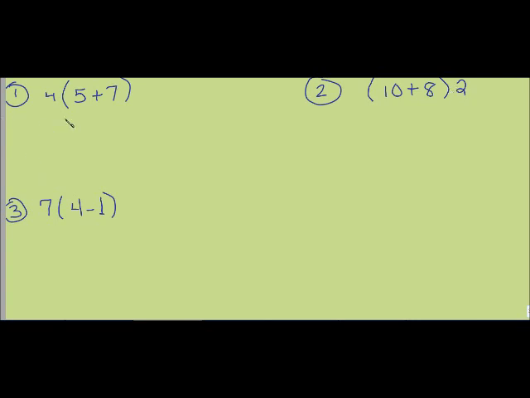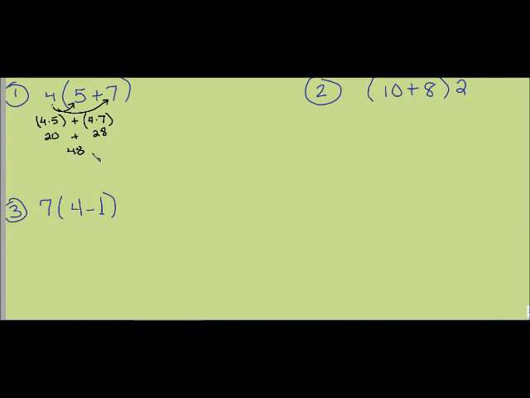So let's go ahead. I'm going to multiply. I'm going to distribute the 4. 4 times 5 plus, now I'm going to distribute 4 times 7. Notice the 4 is times 5 and the 4 is times 7. 4 times 5 is 20, and 4 times 7 is 28. When I add them, I get a 48.